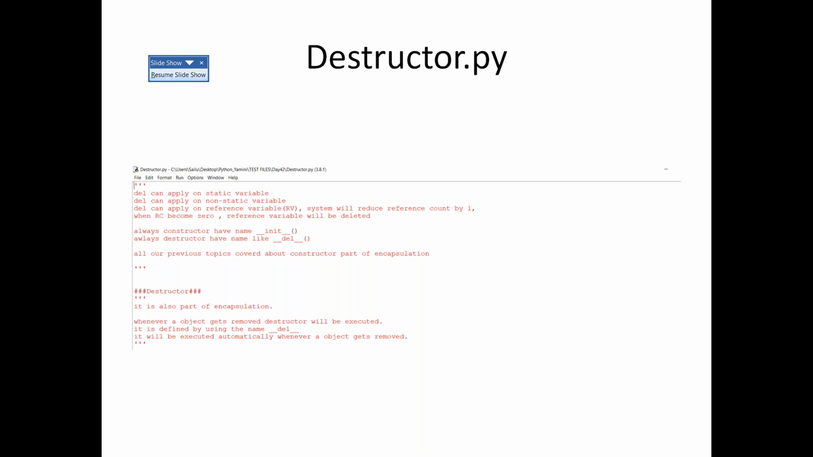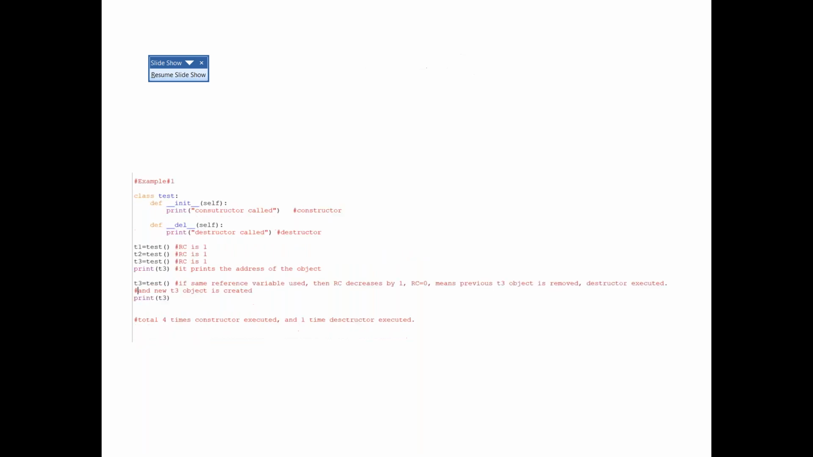Are you clear about what I'm trying to say? Yes. It will be executed automatically whenever an object gets removed. That means it is similar to your method or constructor, but this piece of code will be executed only when RC becomes 0. Else it will not be executed at all. It's automatic, similar to your constructor. So let's see how it works.